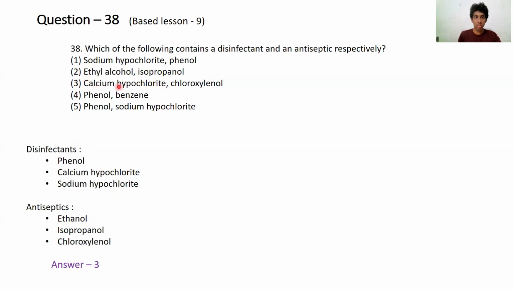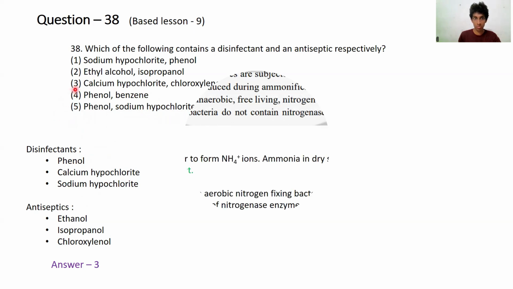Third one, calcium hypochlorite. It's a disinfectant, and chloroxylenol is an antiseptic. Therefore, third one is correct. Phenol is a disinfectant, but benzene is not an antiseptic. It's a carcinogen. So, therefore, fourth one is wrong. Fifth one, phenol is a disinfectant. Sodium hypochlorite is also a disinfectant. Therefore, fifth one is also wrong. So, the correct answer is the third one.